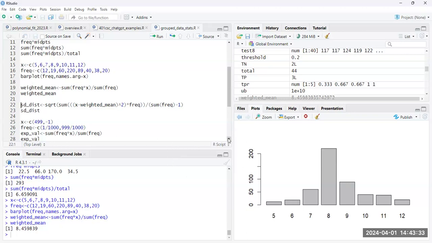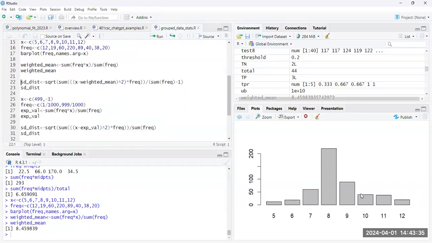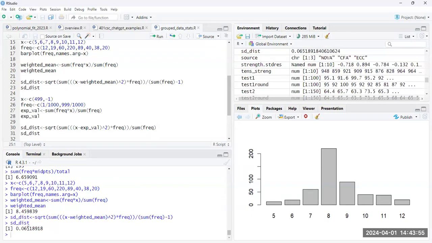Now, if I want to calculate the standard deviation, again, the sample standard deviation for a problem like this, I'm going to divide by n minus 1, so the sum of all the frequencies minus 1, and I'm going to calculate x minus the weighted mean, quantity squared, times the frequencies. But those weights still go in there, and if I run that, then my sample standard deviation will be this. Again, I'm taking the square root of the whole thing at the end.